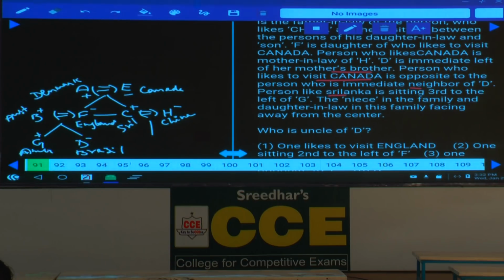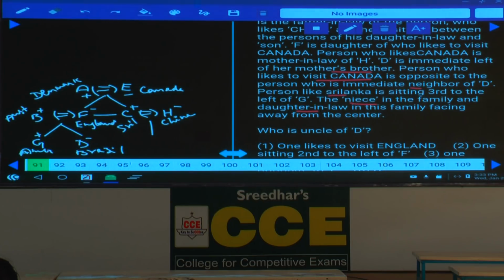Now this is the only city, state, country left over. And the niece in the family, niece in the family means D. The niece in the family and the daughter-in-law in this family are facing away from the center. Hence, how many persons are away from the center here? 3 persons are away. Who are those 3 persons? Niece is D. Daughter-in-law is H. D is away from the center. H is away from the center.